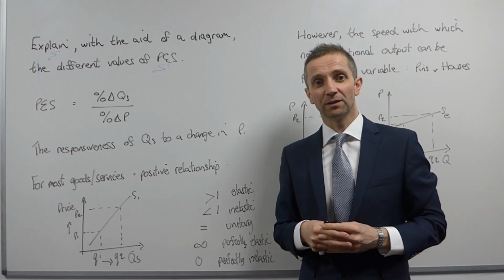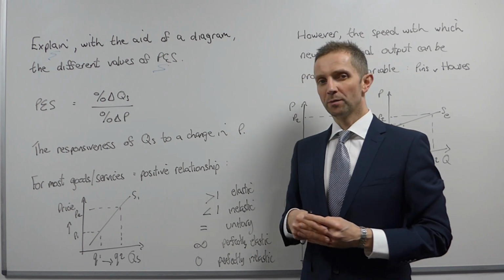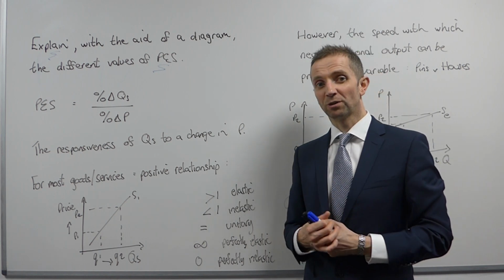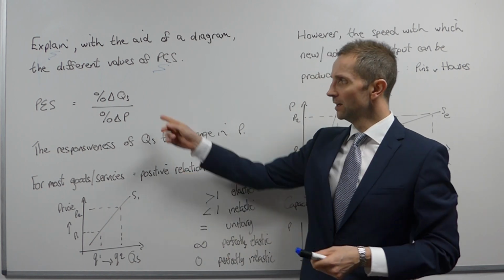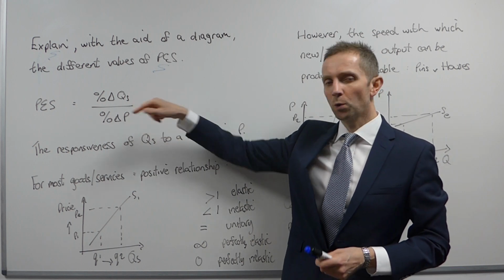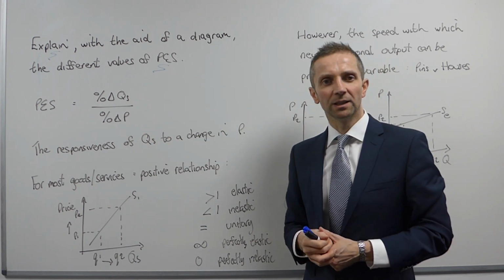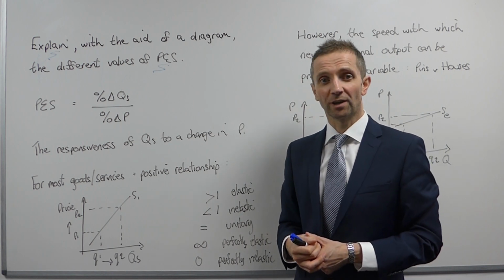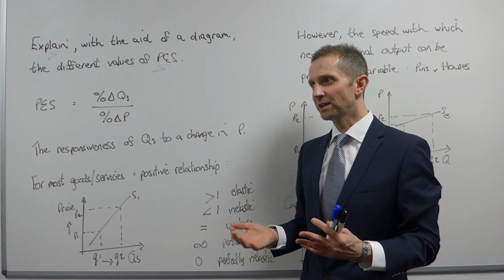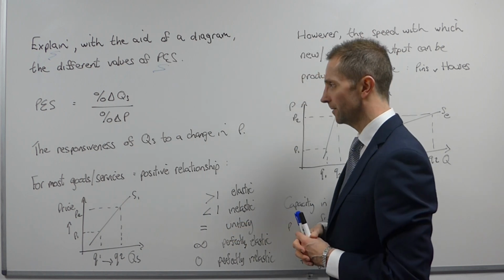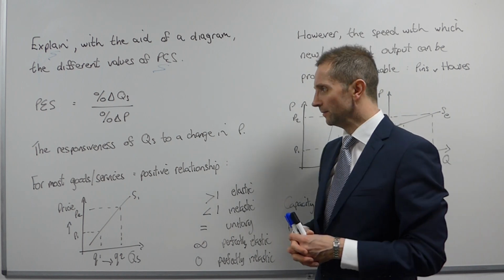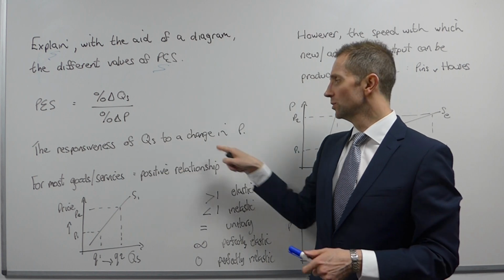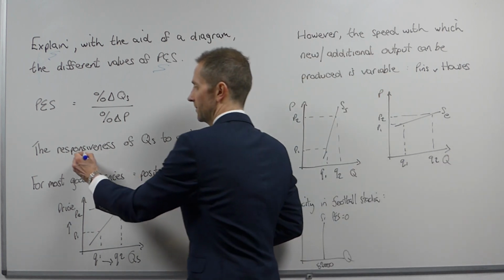So, price elasticity of supply equation, very important that you know this, could be on a multiple choice or an introductory question on the micro paper. Equation is percentage change in quantity supplied divided by the percentage change in price. So if you have difficulty with calculating percentage changes, it might be in your best interests to have a little practice of that. But what is it actually measuring? Well, it's measuring the responsiveness of quantity supplied to a change in price.